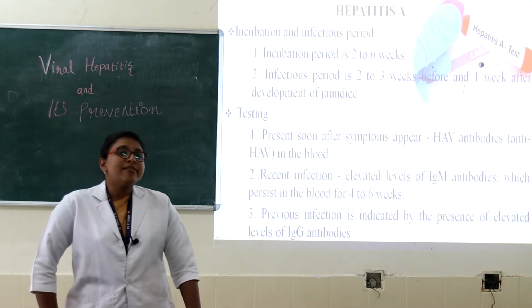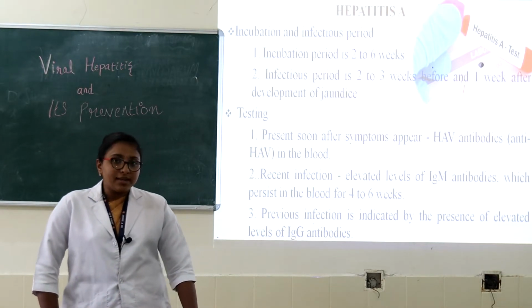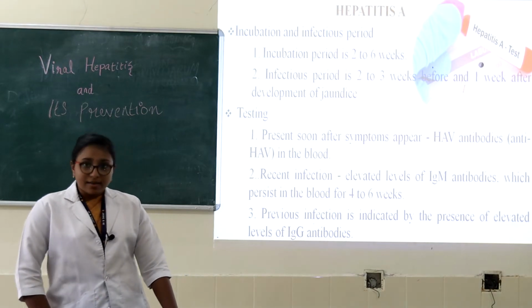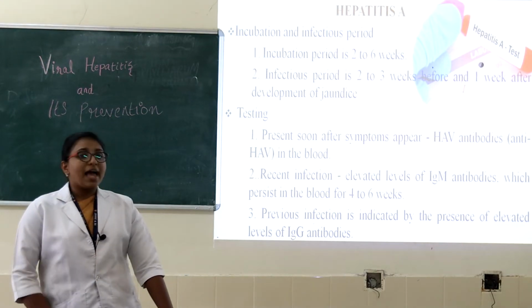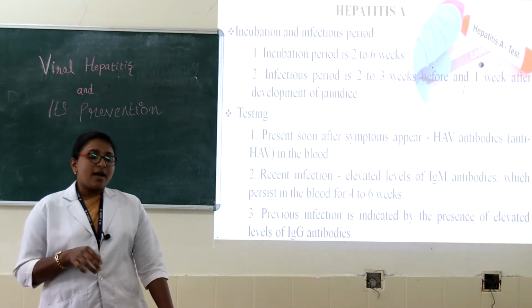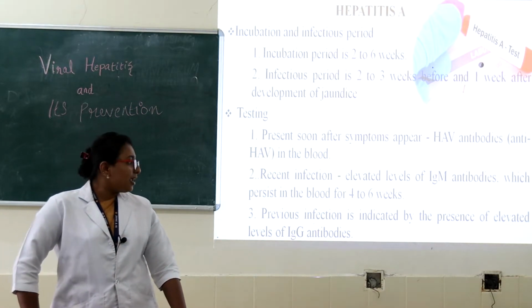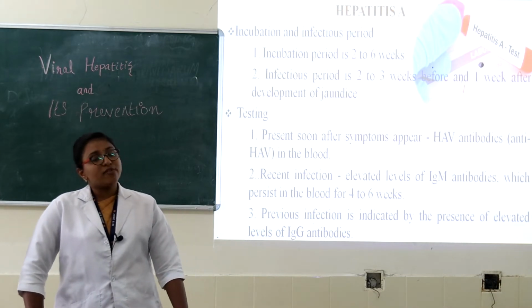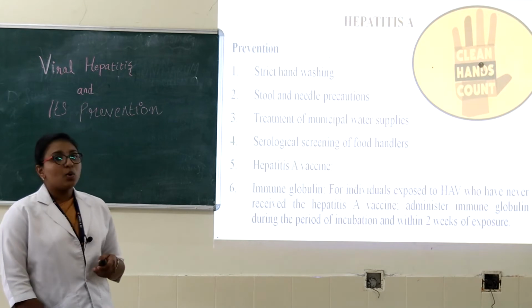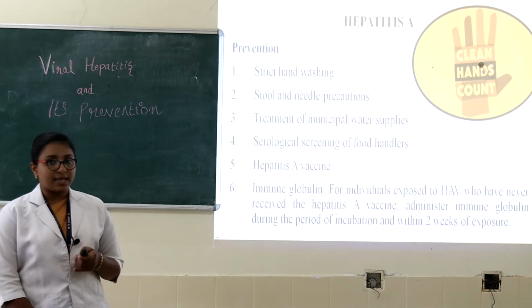The elevated level of immunoglobulin M indicates recent infection, or the patient is still having hepatitis A infection, and it will be present in the blood for 4 to 6 weeks. And immunoglobulin G indicates previous infection of hepatitis A. Then we can see how we can prevent this hepatitis A.